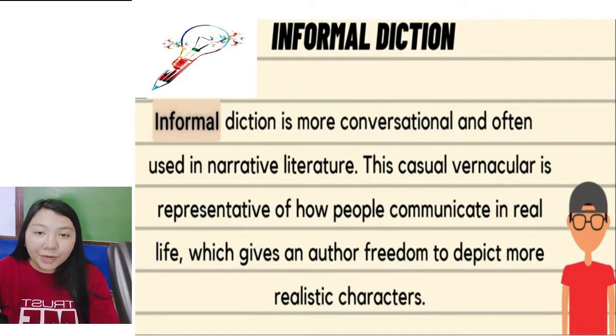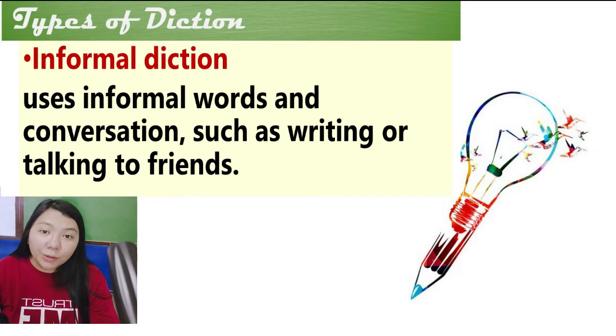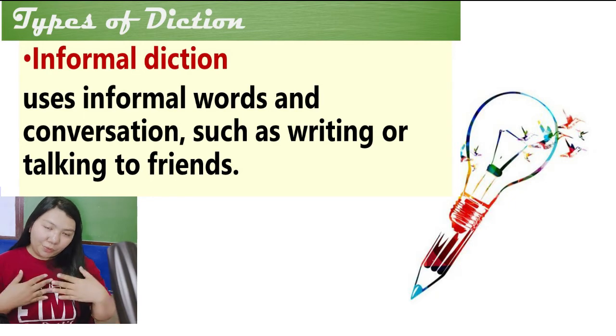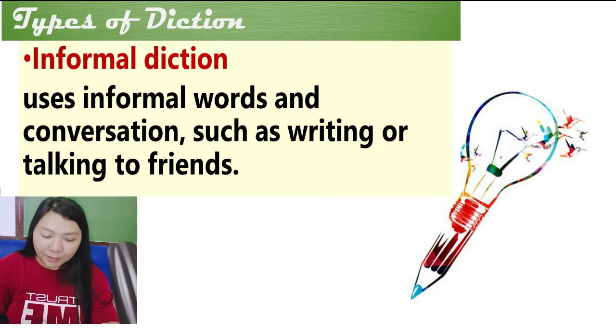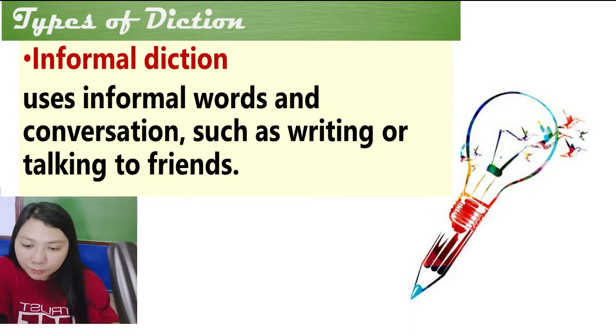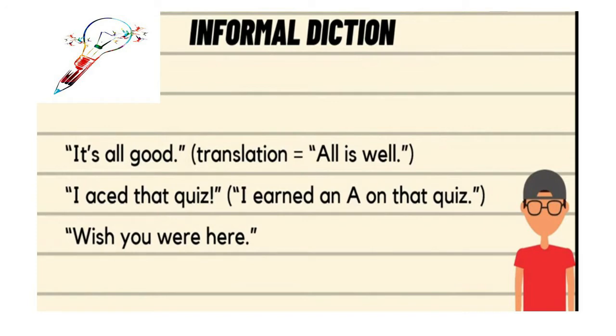This casual vernacular is representative of how people communicate in real life, which gives an author freedom to depict more realistic characters. So informal diction actually uses, of course, informal words for conversation, such as when you're writing an informal article, an informal letter, or you're talking to your friends. For example, instead of saying it's all good, in informal, all is well. Okay. So as we know, the word well is more informal compared to good.